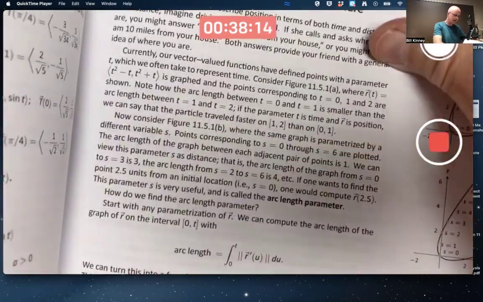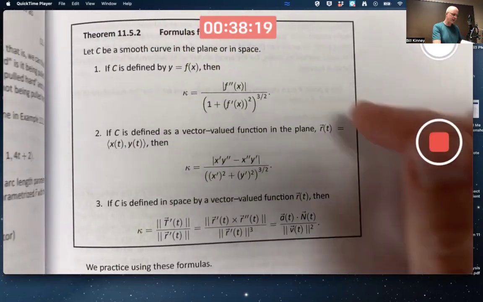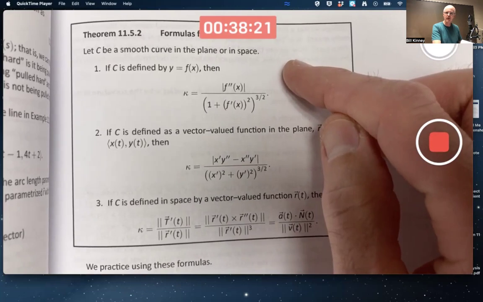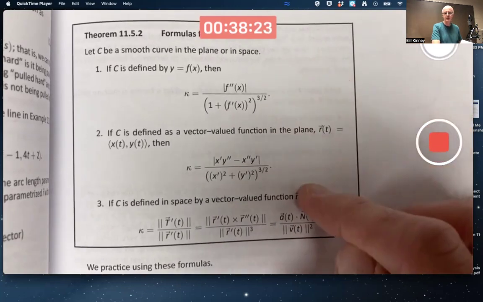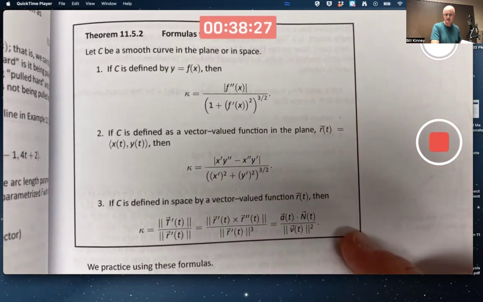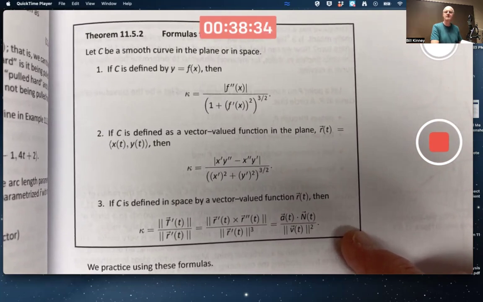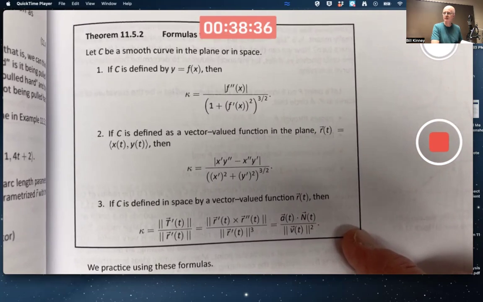Curvature had formulas as well that were complicated. There they are. How beautiful. That's for a function whose graph is in the plane, y equals f of x. There's one for a parametric curve in the plane, and there's one for a curve in three-dimensional space. Beautiful to look at, maybe not so much fun to use, but you should be able to use them.